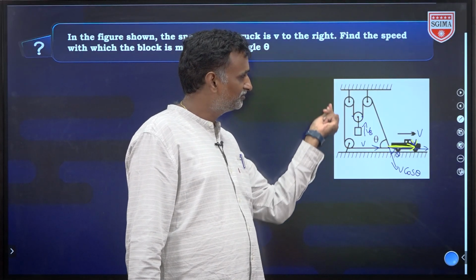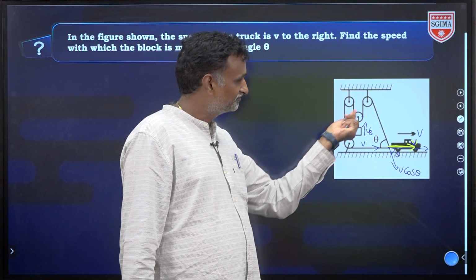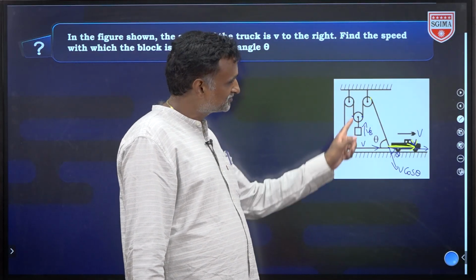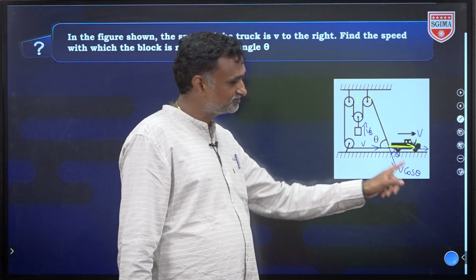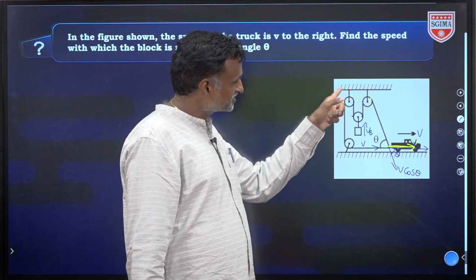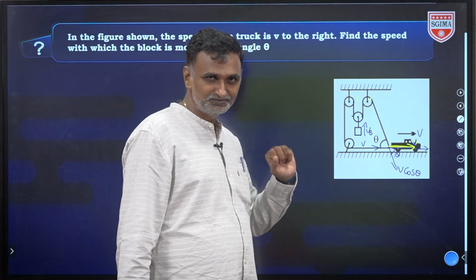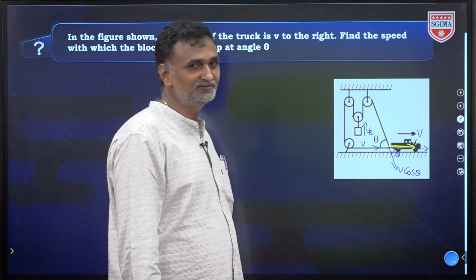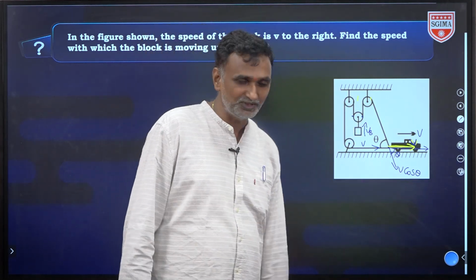So distance pulled upward by time is called velocity. Here, distance pulled upward by time is called velocity. So this distance covered by time is v cos theta. This distance covered by time is v. So that's what either side of the string covers: a velocity equal to v plus v cos theta.